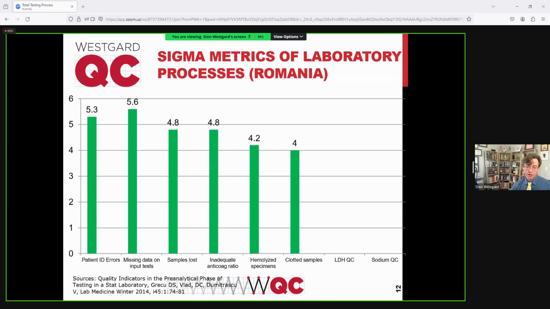information on LDH and sodium methods. So these were 2 methods, and they had a 4.5 sigma for LDH, but then a 3.5 for sodium. So it's one of the few studies where you had all of the pre-analytical processes benchmarked, but you also had the analytical quality on a test-by-test basis.